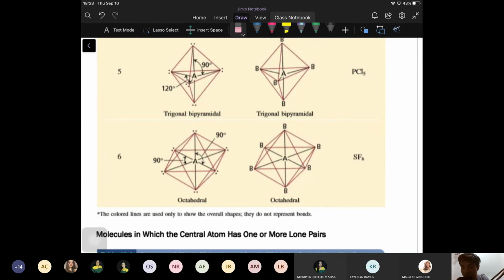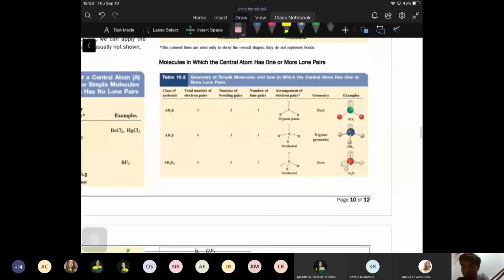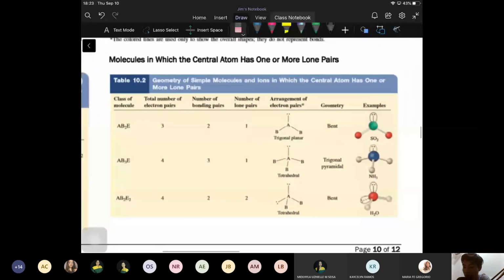No? Okay. So, this is assuming that yung nakadugtong sa central atom mo ay lahat ay atom. No? What if mapalitan yung atom ng lone pair? Pag napapalitan yung atom ng lone pair, magbabago yung kanyang geometry. Well, not that much. Medyo lang. Okay. So, ganito. Mamaya, bibigyan ko kayo ng shortcut.